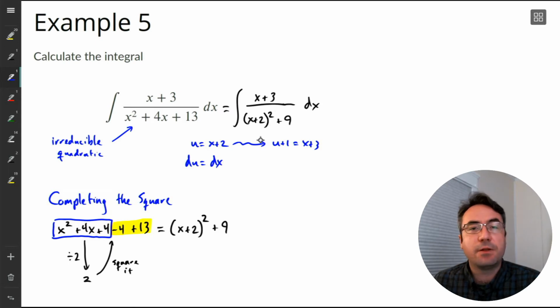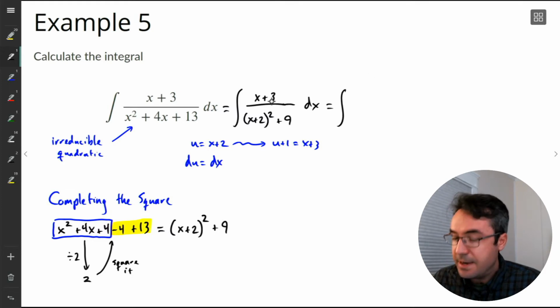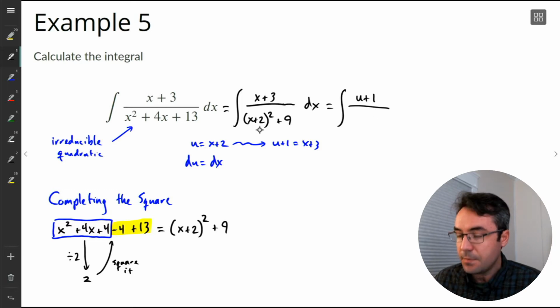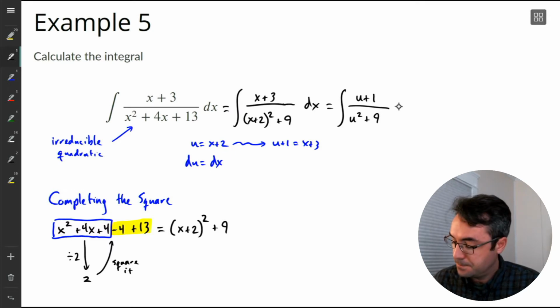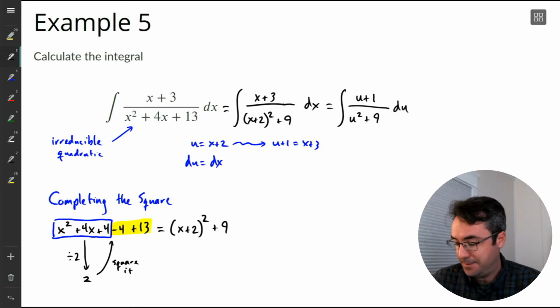All right, so now we have all of our ingredients. Let's put everything in. So we're going to have the integral. Now the x plus 3 in the numerator is going to become u plus 1. The x plus 2 is going to become u, so we end up with u squared plus 9 in the denominator. And then our differential dx is going to become our du. So there we go. We end up with the integral of u plus 1 over u squared plus 9. And now this is of the right format for us to use our two integral formulas.